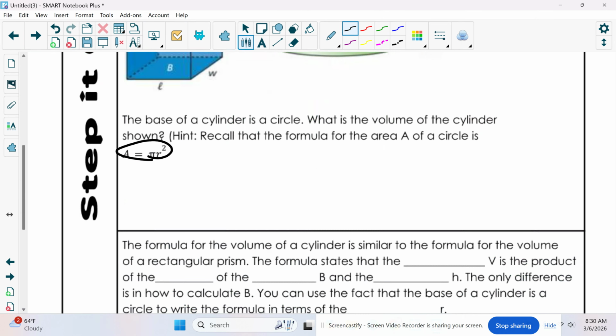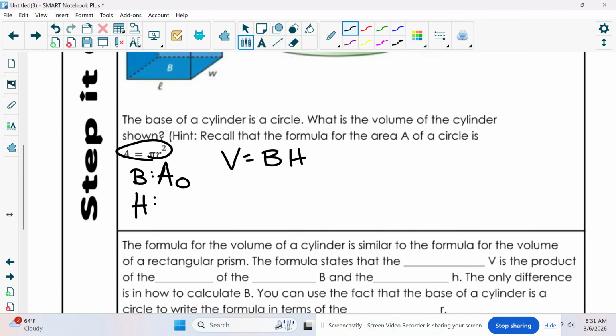Okay? So we start with the volume formula. V equals the area of the base times the height of the prism. This is not new. It's the same way we've been doing it. We need a B. We need an H. Well, if we're talking about a cylinder, what's the shape of our base? It's our circle. So we need the area of a circle formula.